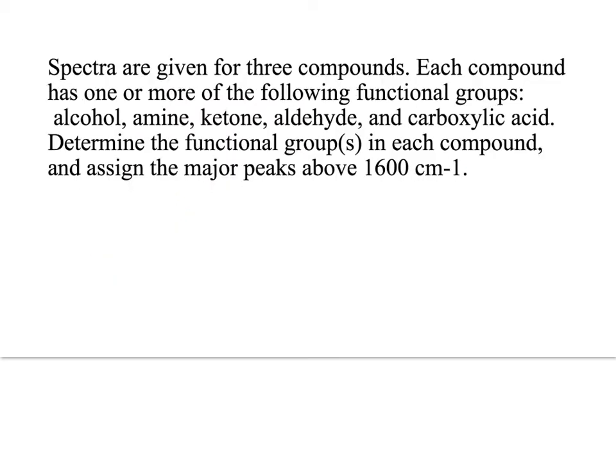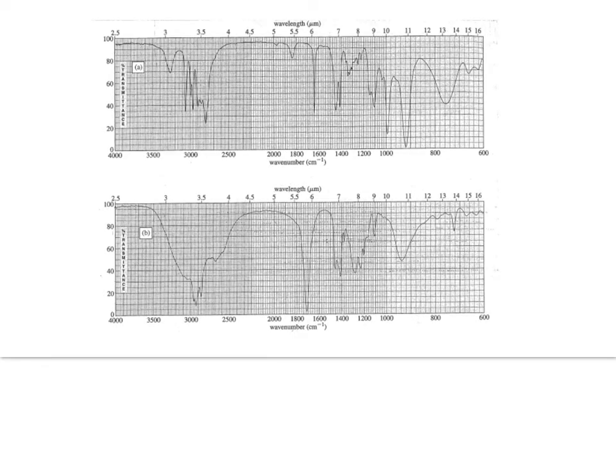Okay, so spectra are given for the 3 compounds. Each group has more than one of the following functional groups. So we're going to look at these different functional groups and determine which of the spectra matches. The first spectra we see is A, and the key peaks here are these NH peaks. As you can see, they're around 3,300 centimeters. And then we also have a peak here.